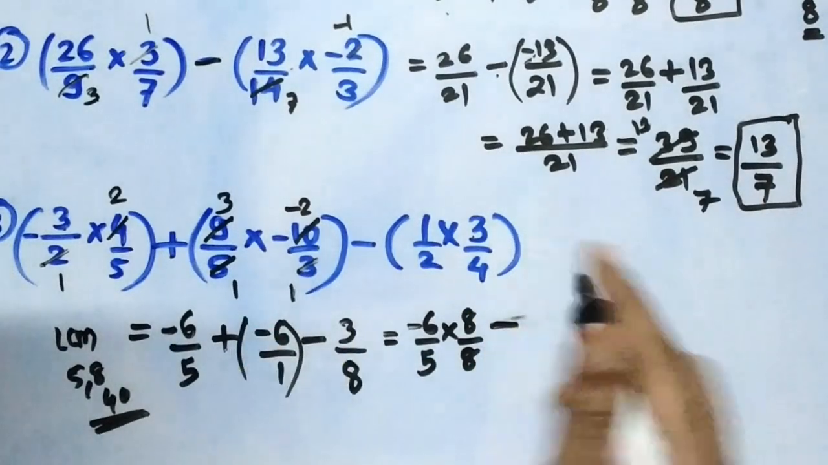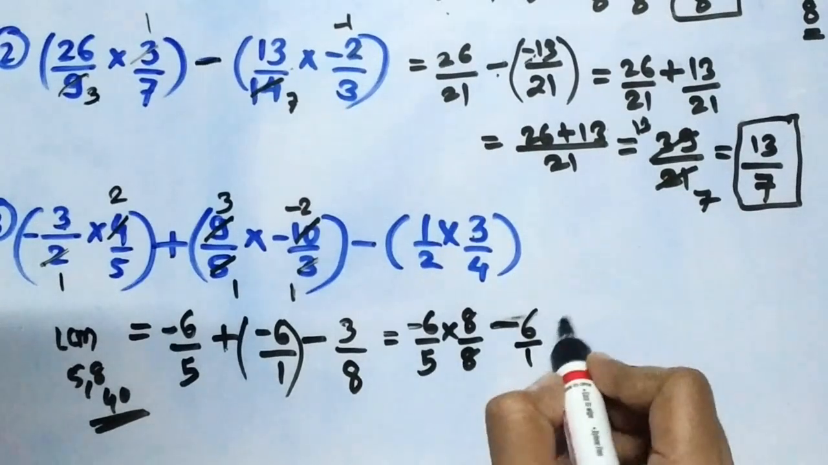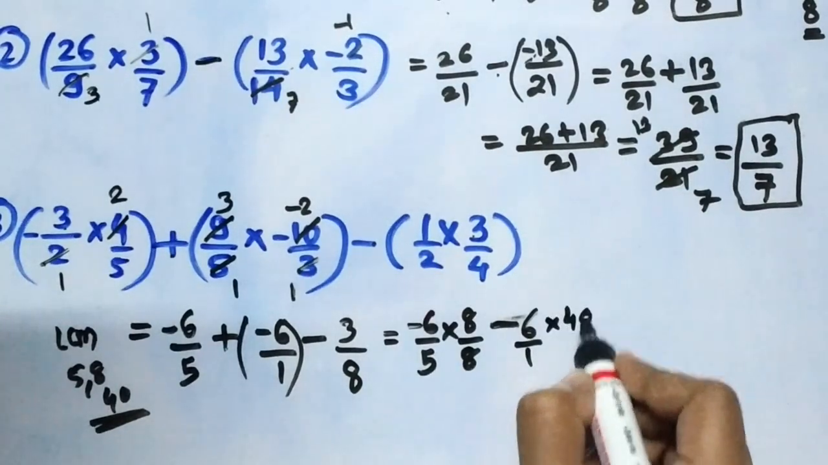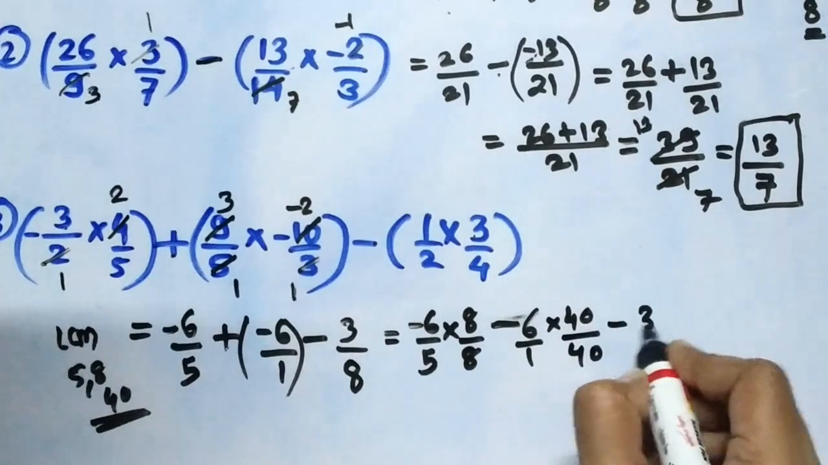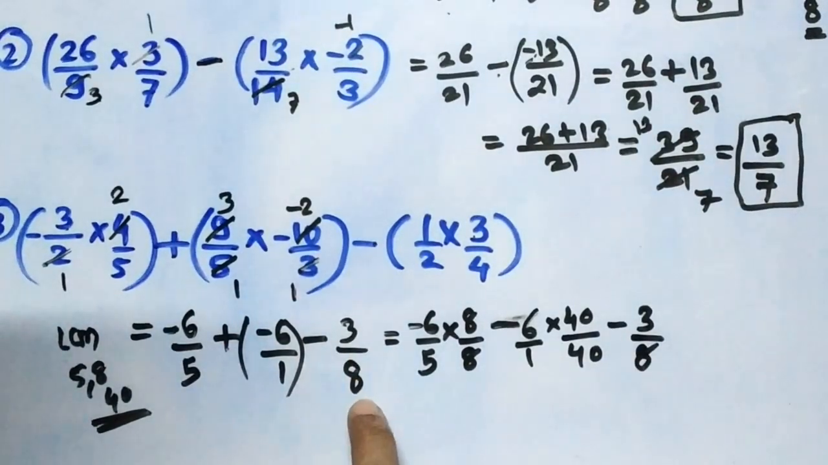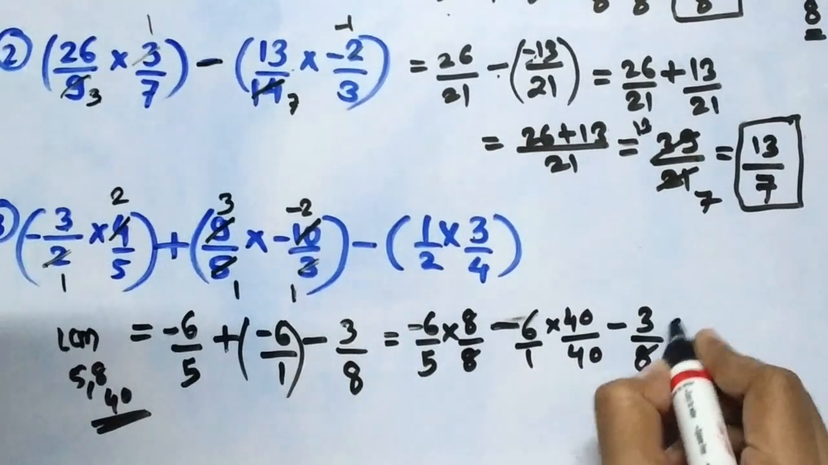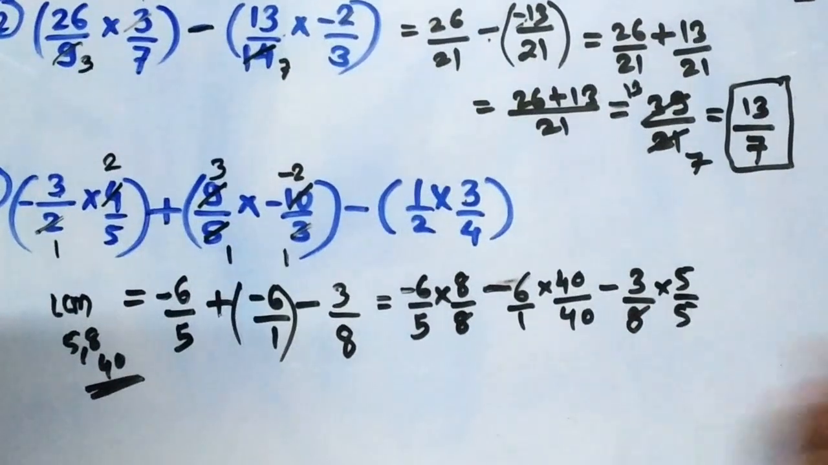Here plus minus minus, minus of 6 by 1 and you need to convert it into 40, so you just directly multiply by 40 here. Minus of 3 by 8 and this 8 I need to convert into 40, so I will multiply by 5. As simple as this one.